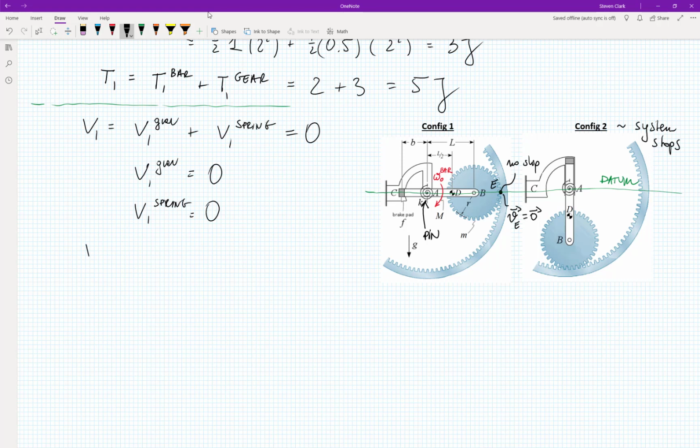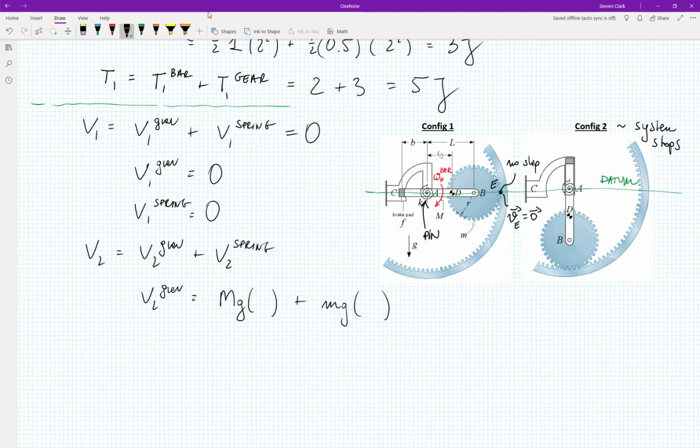Now V2. V2 can be expressed in a similar way. V2 gravitational plus V2 stiff, coming from stiffness. V2 spring. Okay, so V2 grav will not be 0, yes, because our COMs are below the datum. So in here I have to write mg times some elevation plus little mg times some elevation.